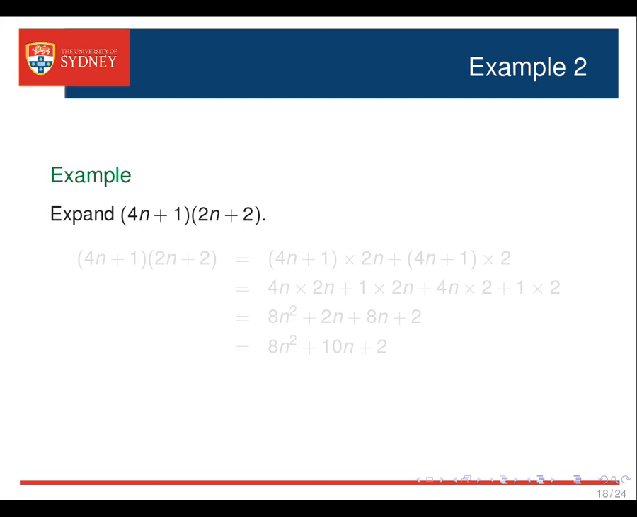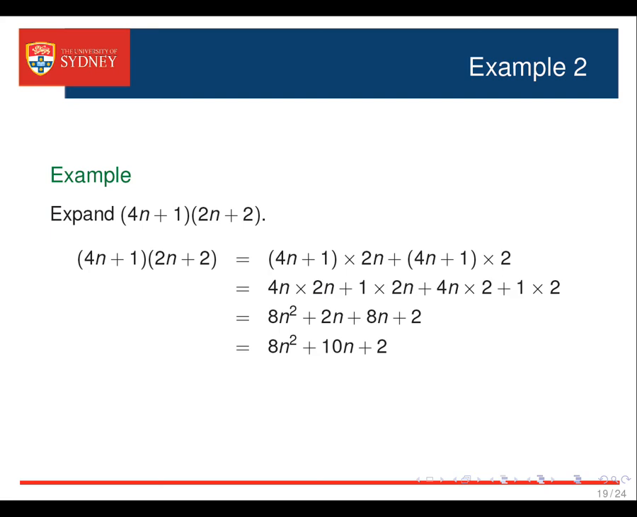Let's consider another example. Expand 4n plus 1 times 2n plus 2. We multiply the first factor, 4n plus 1, by each term of the second factor. So multiply 4n plus 1 by 2n, and then 4n plus 1 by 2. Proceed with the expansion in a similar fashion as before, and simplify like before to get 8n squared plus 10n plus 2.